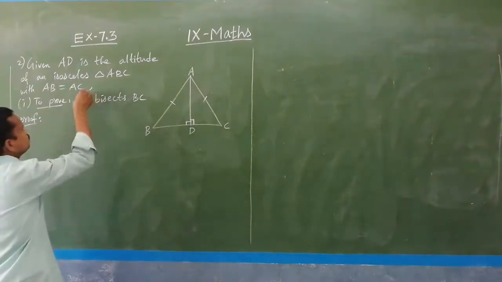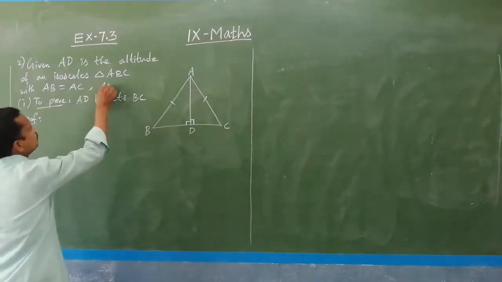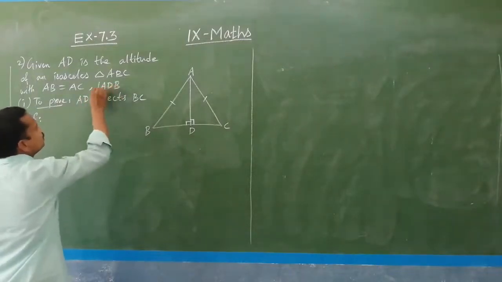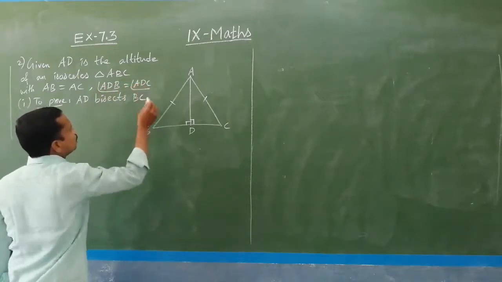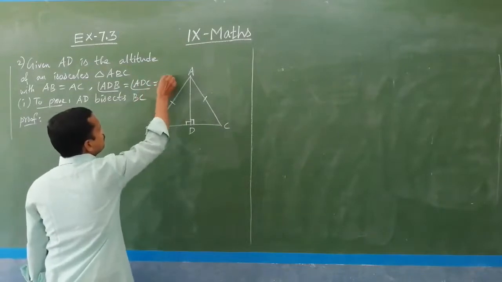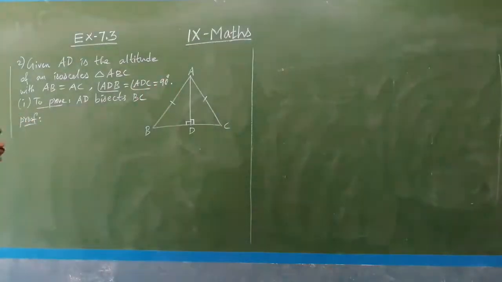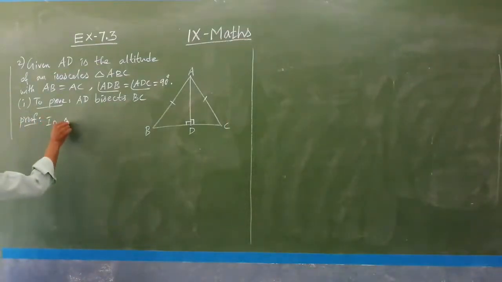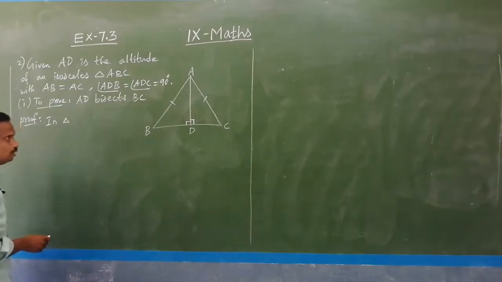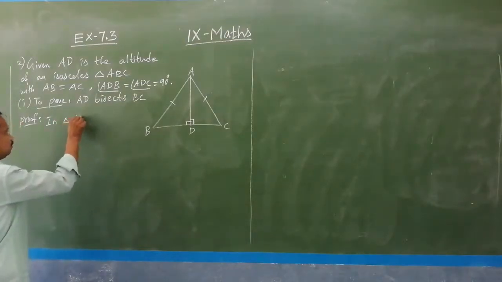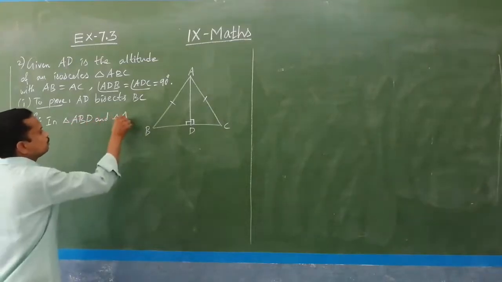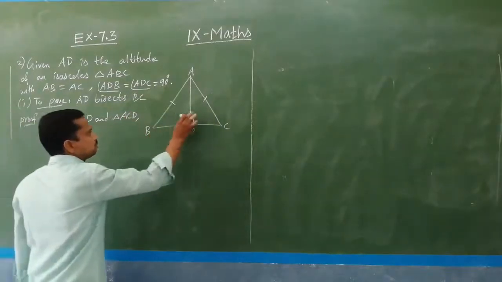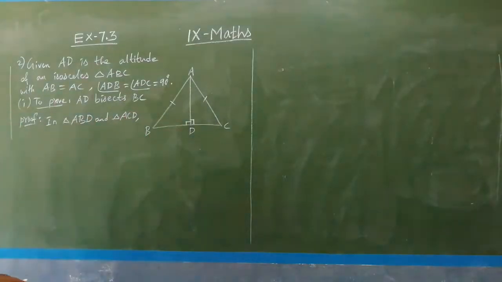Here we can say angle ADB equals angle ADC. That is equal to 90 degrees, because they have given that AD is the altitude of BC. And now you take triangle ABD and triangle ACD. These two triangles I am taking, and I want to prove they are congruent.